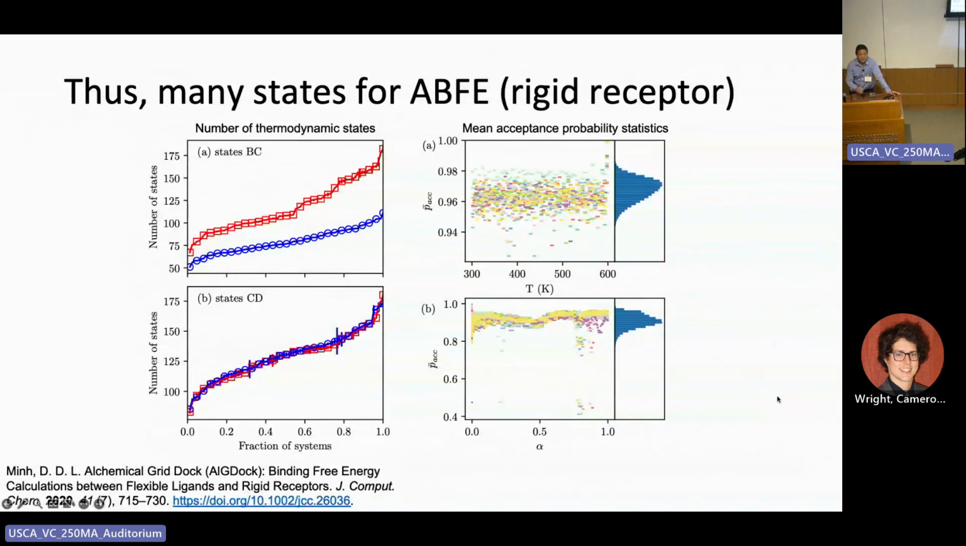Anyway, when I wanted to do this absolute binding free energy calculation to a rigid receptor, I said, okay, we'll just do a lot of states and we'll adapt. We'll do this adapting for the initial protocol of binding or unbinding, and then we'll just add more states whenever you see a gap. So we get hundreds of states, this is for solvation, this is for binding, and these are 85 different systems in the Astex diverse set. And these are the replica exchange probabilities between neighbors.